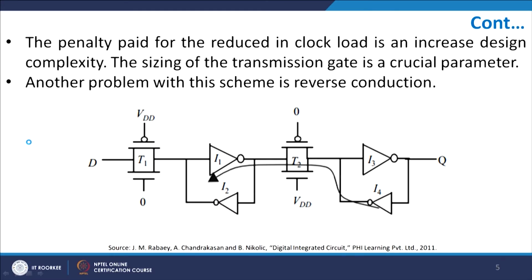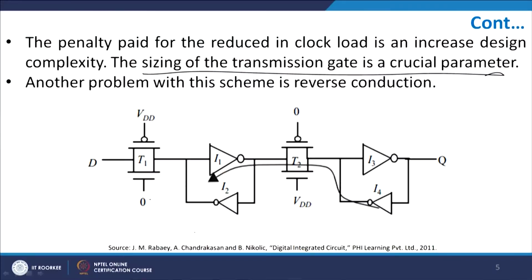As I discussed with you, the cost you pay for it is that the sizing of the transmission gate is a crucial parameter. And that is the major problem which you face, that you need to size your transmission gate and your feedback reverse bias loop in such a manner that your output is stronger as compared to the feedback loop.